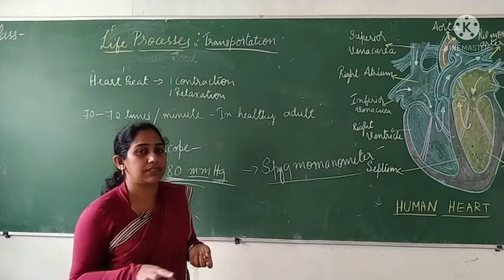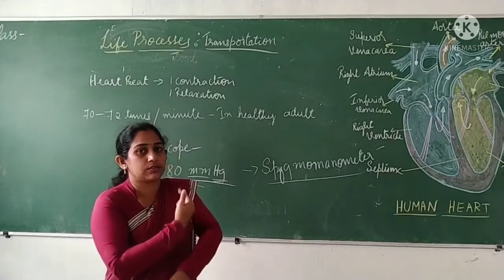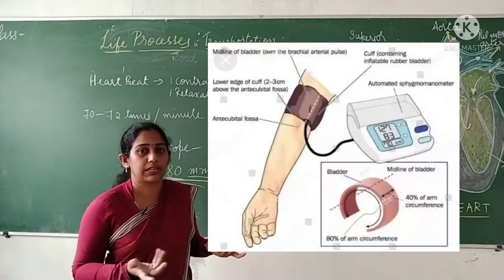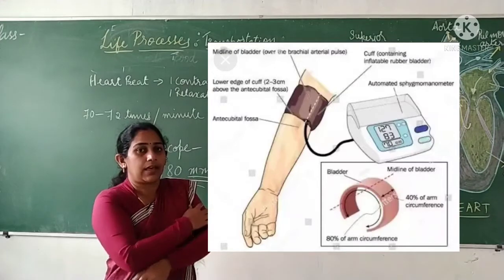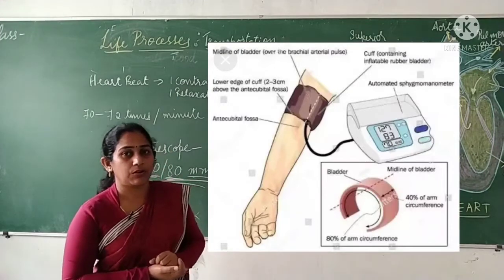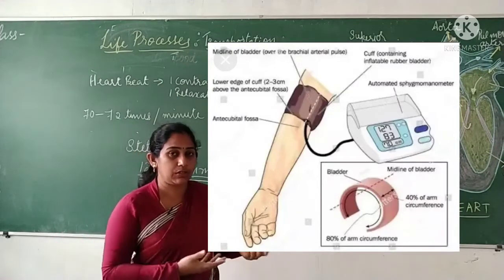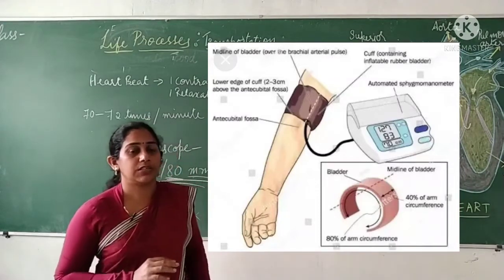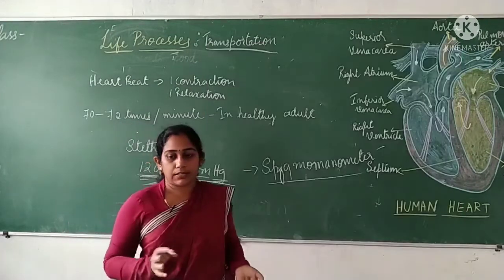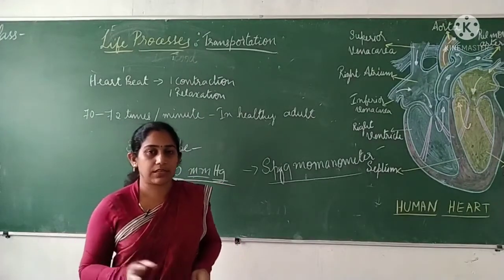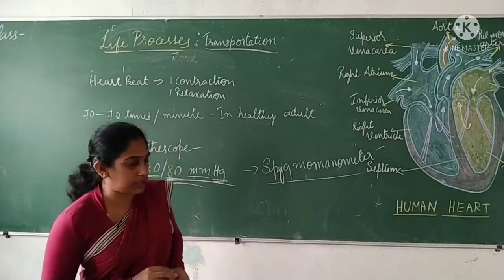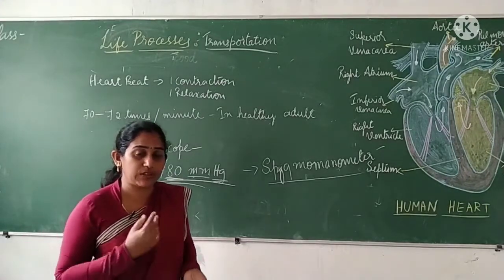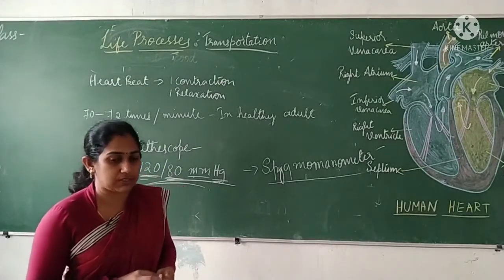But nowadays you have just a digital machine. Just roll the cuff around your arm and press a button, and automatically it will be filled with air and it will take the measurement of your blood pressure moving in the arteries. Both diastolic and systolic are measured there itself. In olden days there is some difference, which I will explain in the next class, how they actually take the blood pressure measurement by using the sphygmomanometer.